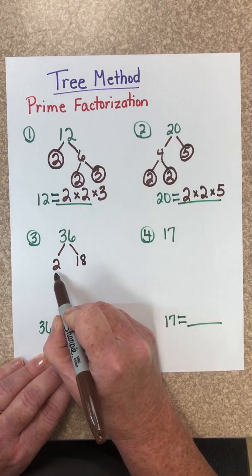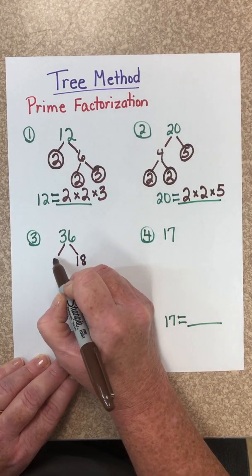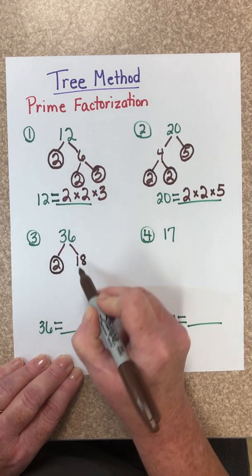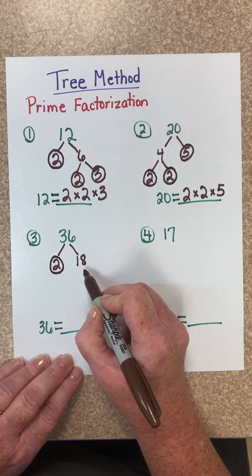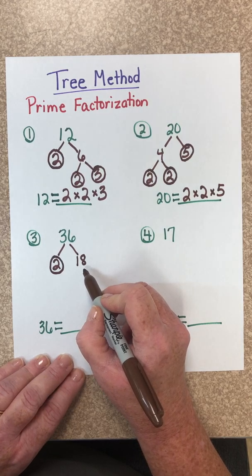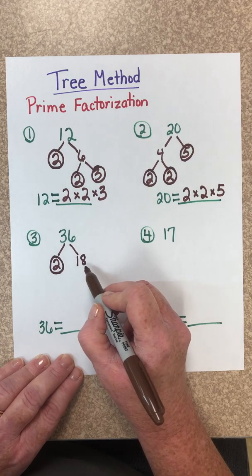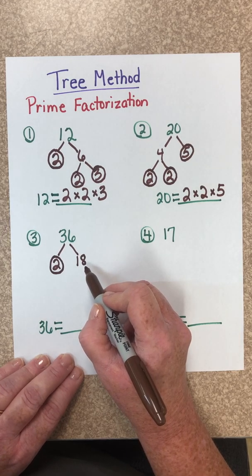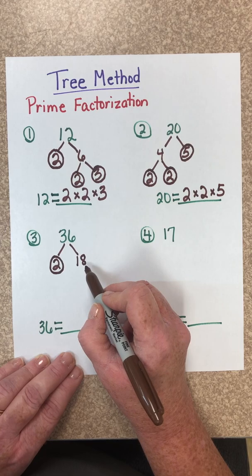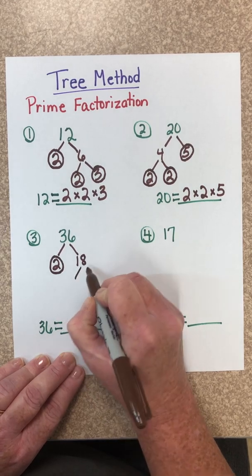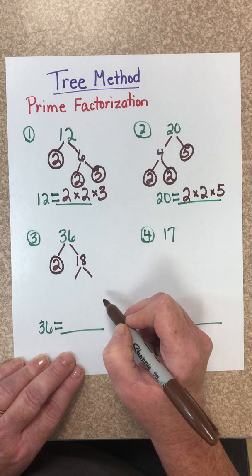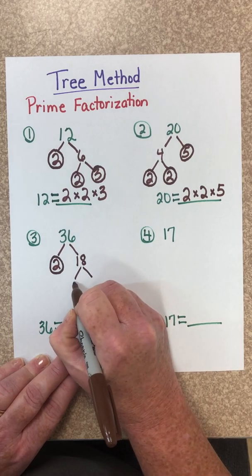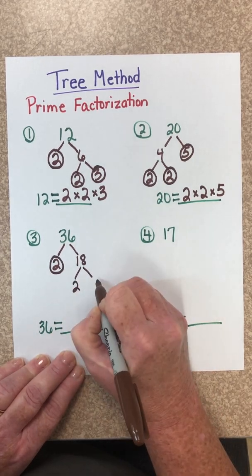Is 2 a prime number? Yes. Is 18 a prime number? Well, let's think back to my hundreds chart. Did we highlight the number 18? No, we didn't. 18 is composite. That means that there are prime numbers in 18. So let's split 18. What times what is 18? Well, how about 2 times 9?